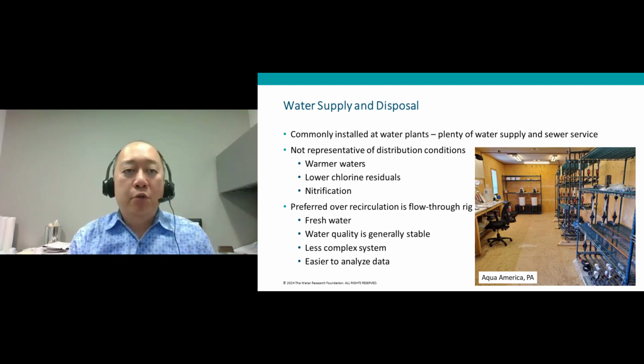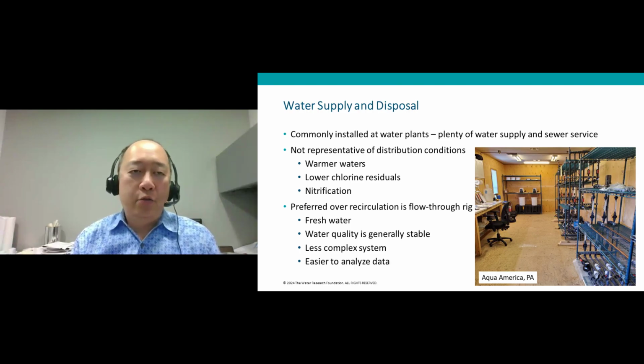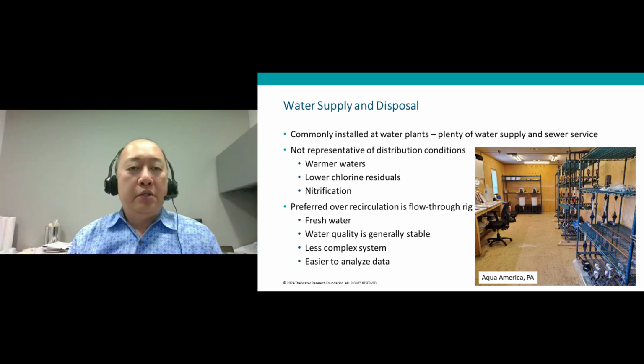Water supply and disposal, again, are commonly installed at water plants because we have a lot of water and a lot of sewer service. However, the utilities in the study did note that it isn't necessarily the most representative of water distribution conditions where the corrosion is actually occurring. Water could be warmer out in distribution, with lower chlorine residuals, as well as potential for nitrification.